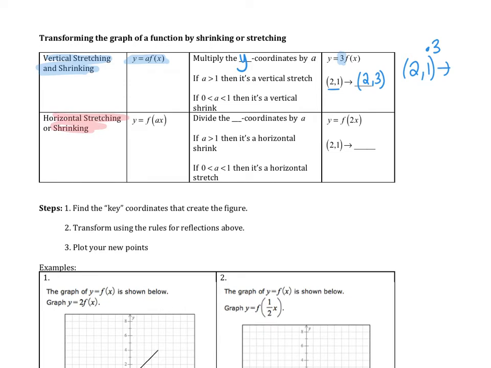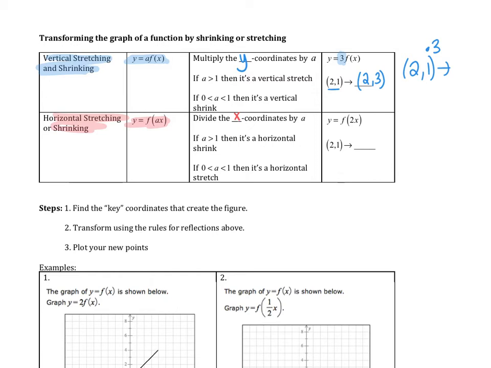Now similar with the horizontal stretching or shrinking. This is important to remember to use this chart. It looks like this: y equals f of ax, so there's a number on the inside of the parentheses. Now that one is the opposite, and instead of multiplying, you're actually going to divide the x coordinates by that number. So it's the complete opposite of the vertical stretching and shrinking.